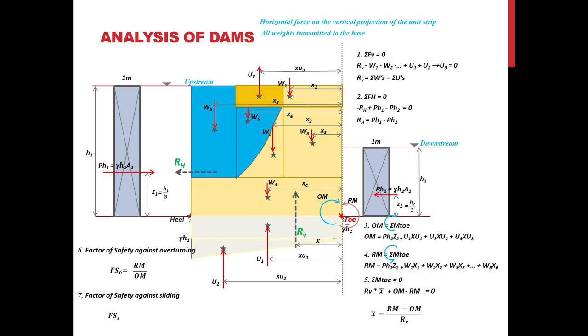This is denoted by Fs sub S. This is equal to mu Rv all over Rh. Basically, we use the resultant force along the vertical and the horizontal, where mu is the coefficient of friction between the dam and the supporting soil.